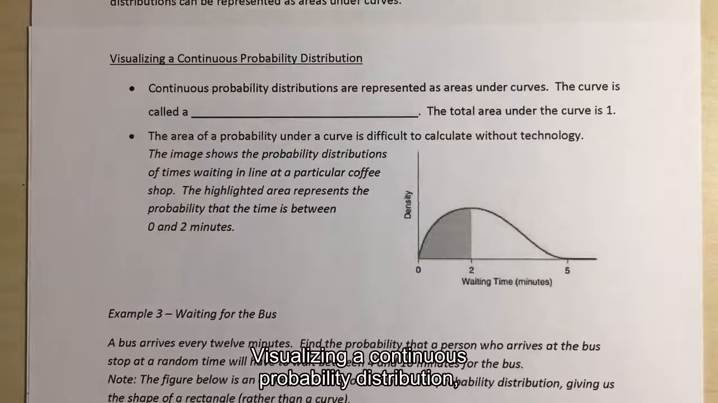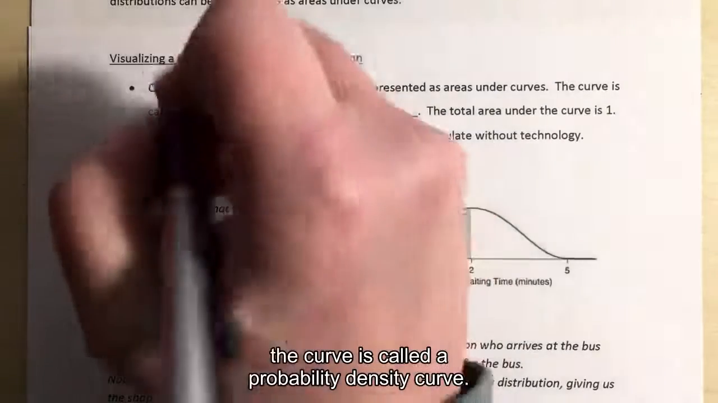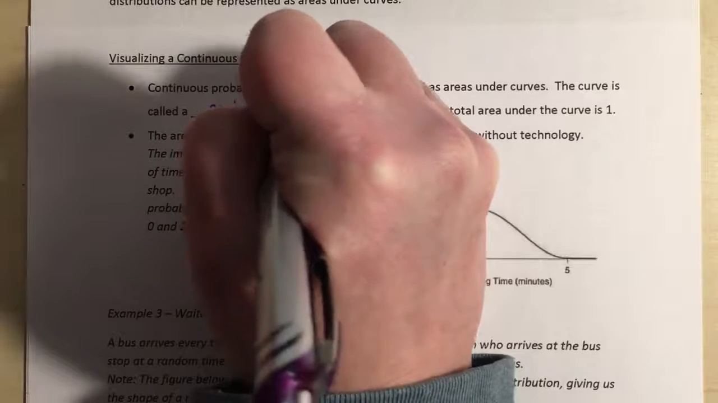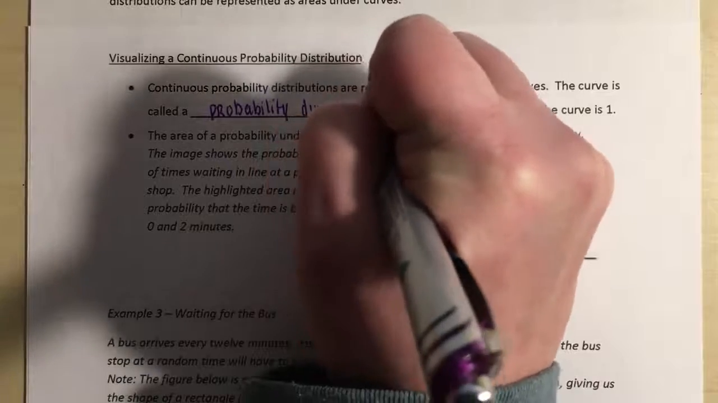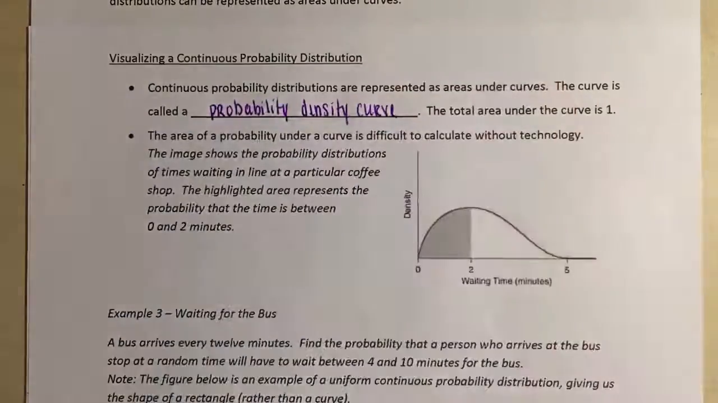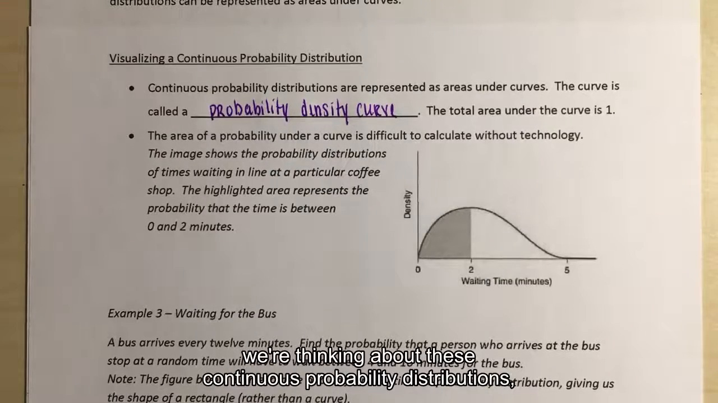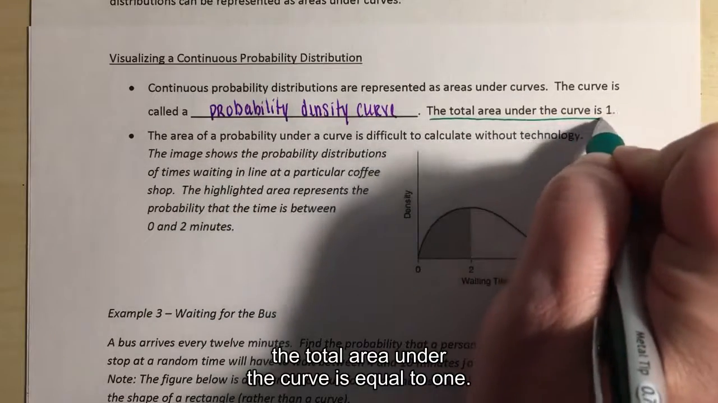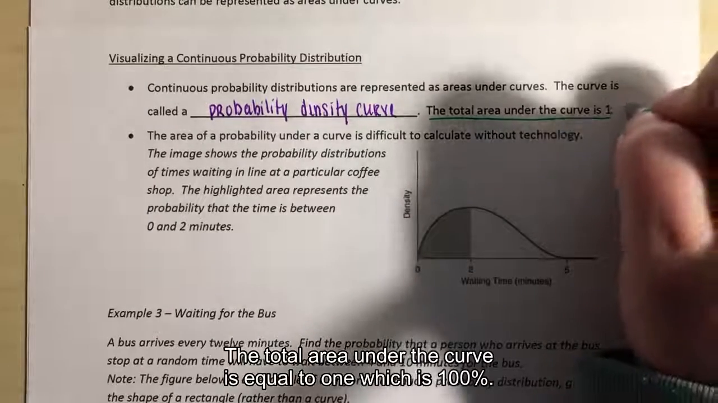Right, so visualizing a continuous probability distribution, the curve is called a probability density curve. And the key thing to remember when we're thinking about these continuous probability distributions is that the total area under the curve is equal to 1. Right? And the total area under the curve is equal to 1, which is 100%.